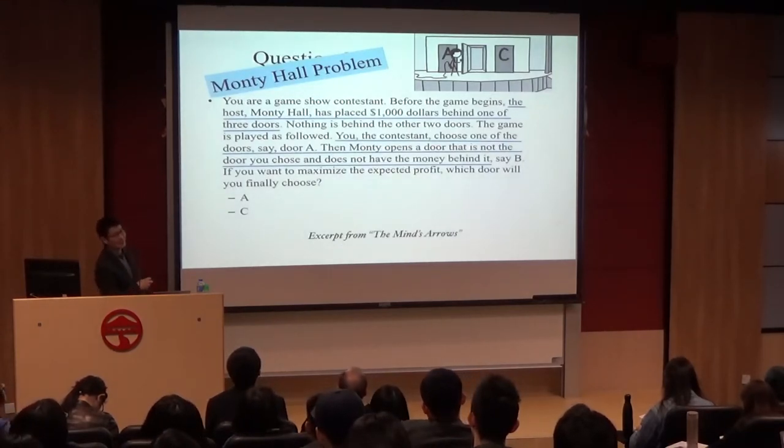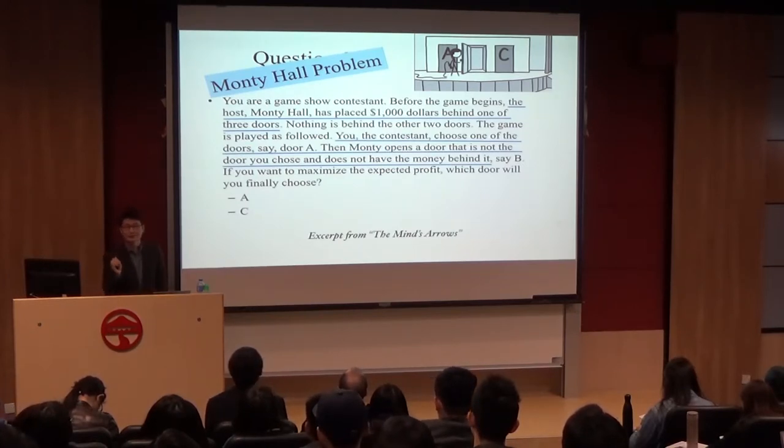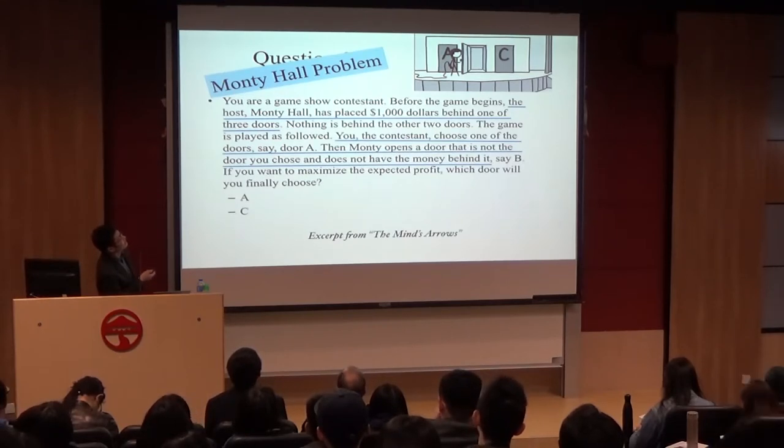It's the Monty Hall problem. I guess you know different versions. Maybe you know the Chinese version of this problem. It's very simple. The game is played this way. The host, Monty, has placed $1,000 behind one of the three doors. If you find the right door, you get the money. If you find the wrong door, you get nothing.